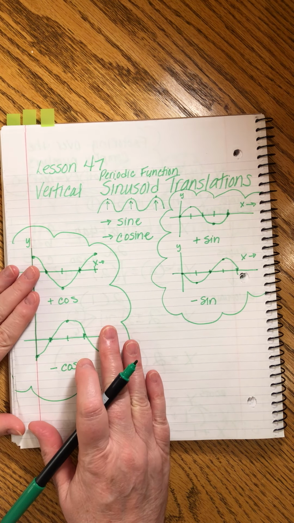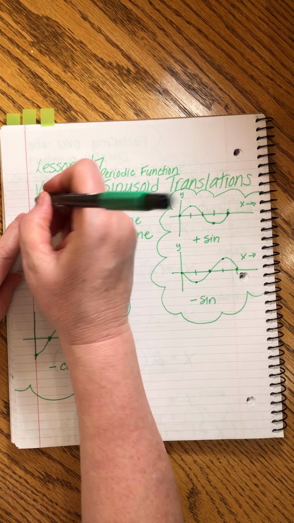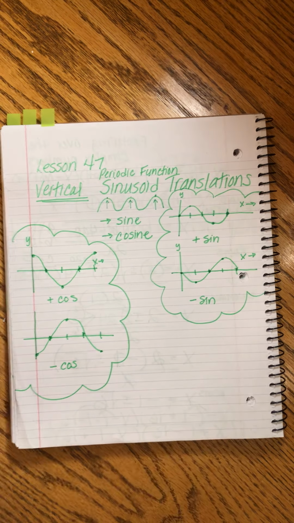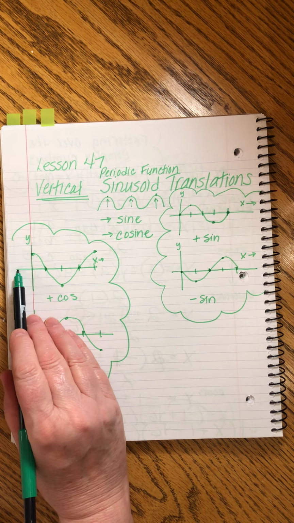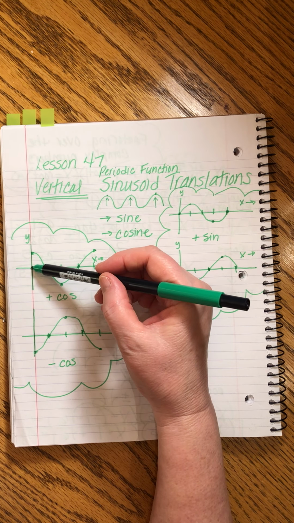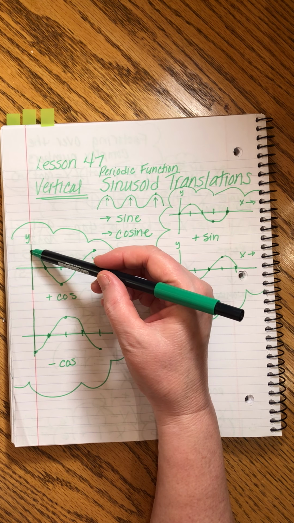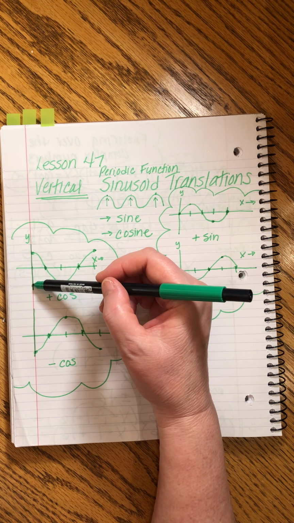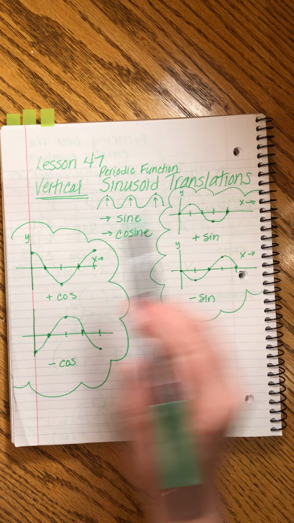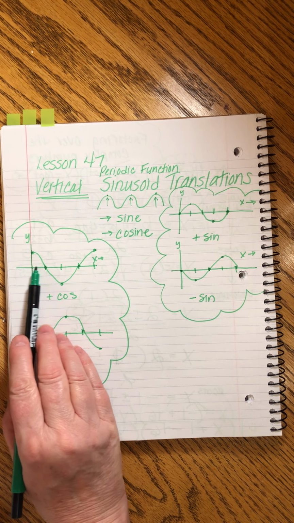Okay, so what we're going to do in this lesson is we're going to talk about translating this vertically. Okay, let me just say another thing. This we call the center line, and the distance from the center line either up to the top point on the curve or down to the bottom point of the curve, we call the amplitude, right?